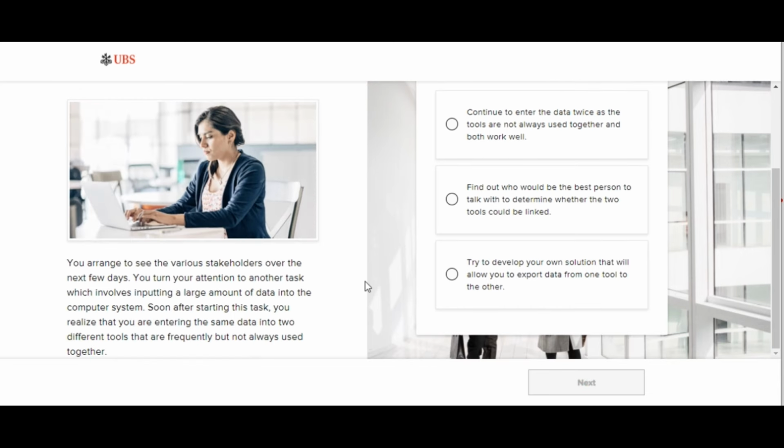You arrange to see the various stakeholders over the next 2 days. You turn your attention to another task which involves inputting a large amount of data into the computer system. After starting this task, you realize that you are entering the same data into two different tools that are frequently but not always together. Continue to enter the data twice as the tools are not always together and find out what would be the best.